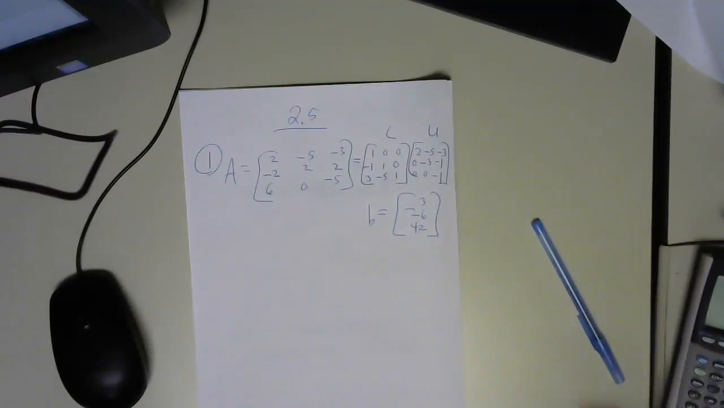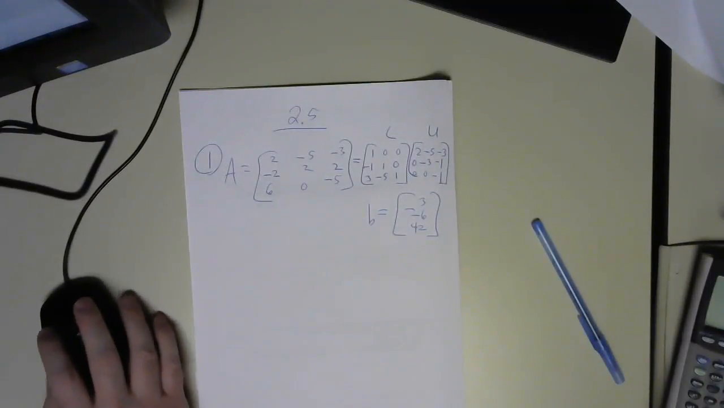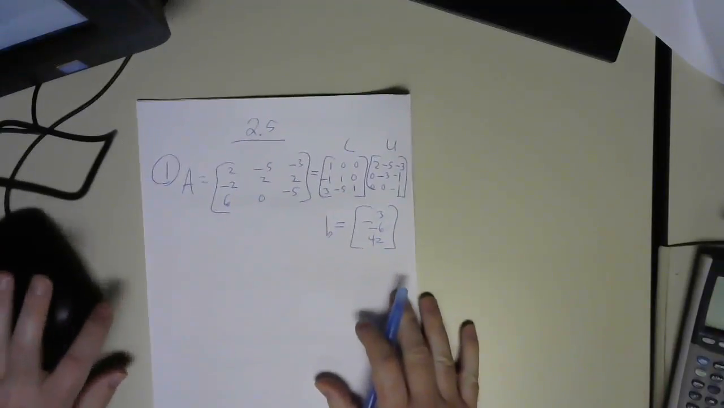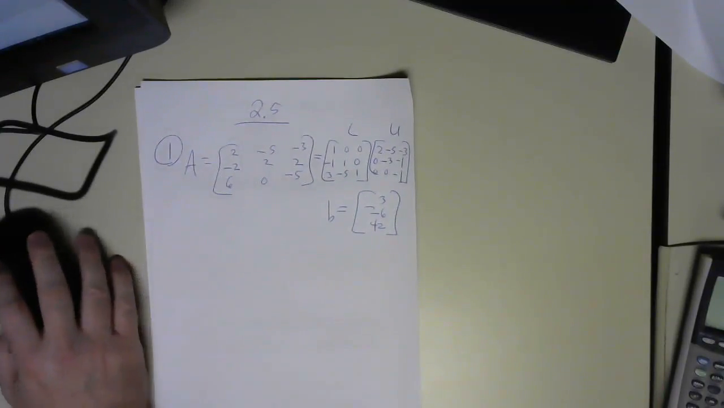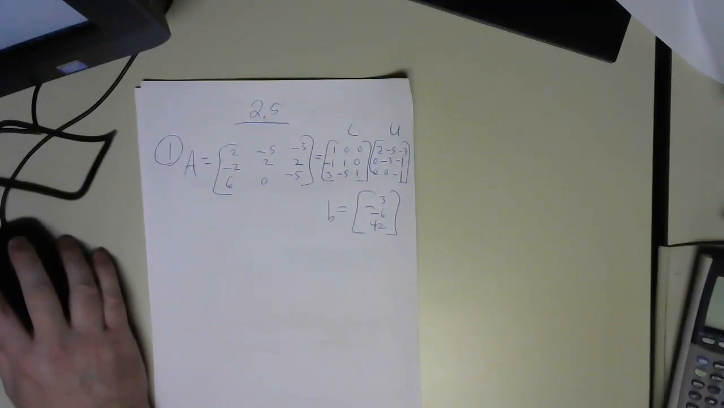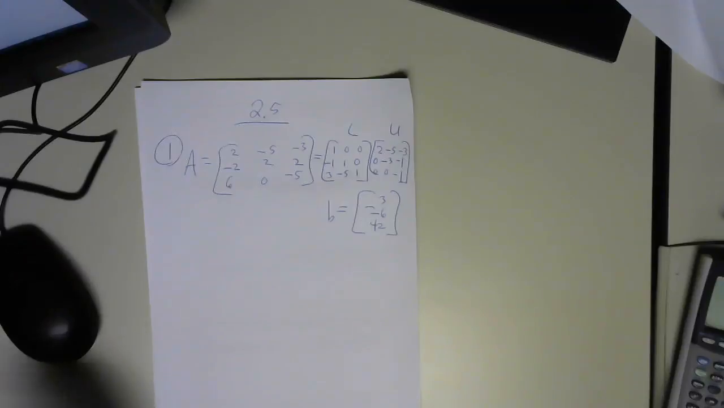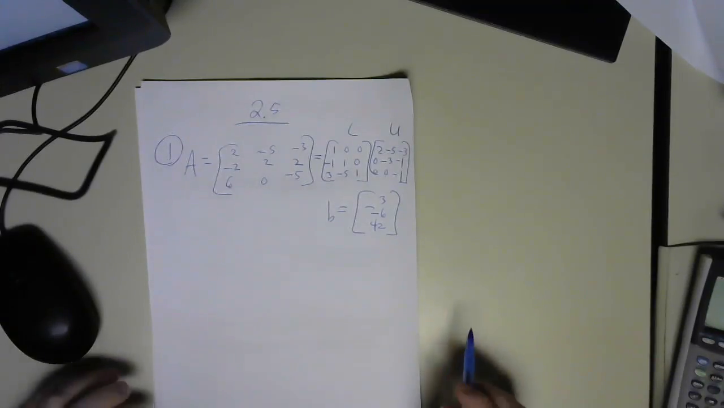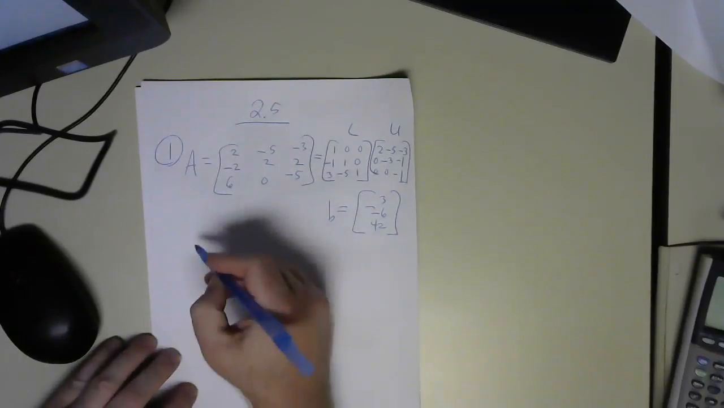All right, this is problem number 1 from section 2.5. We're not going to do a whole lot with section 2.5, just 2 problems. But let's read the instructions. Solve the equation Ax = b by using the LU factorization given for A.